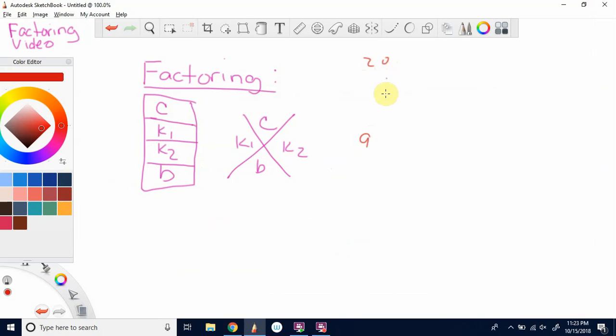The 20 is C and 9 is B. So what two factors of 20 will give the sum of 9? 4 and 5. So let's check it. Does 4 times 5 equal 20? Yes, it does. 4 plus 5 equals 9? Yes. Okay, so I want you to pause it and do 24 and 10, and do the rest of them.